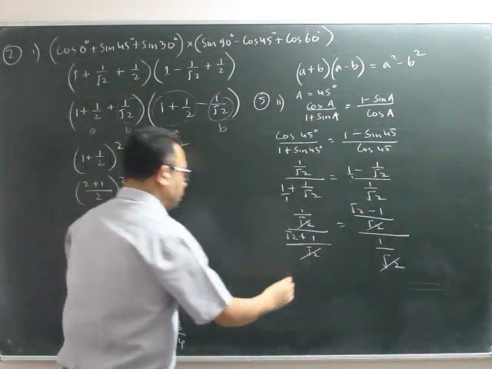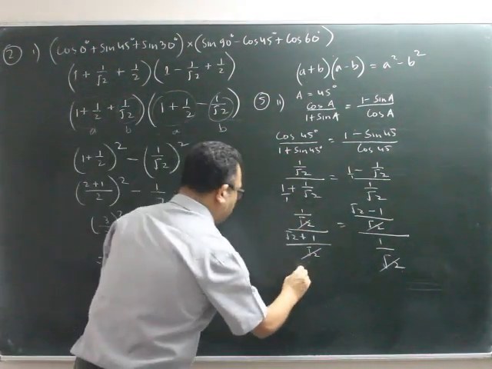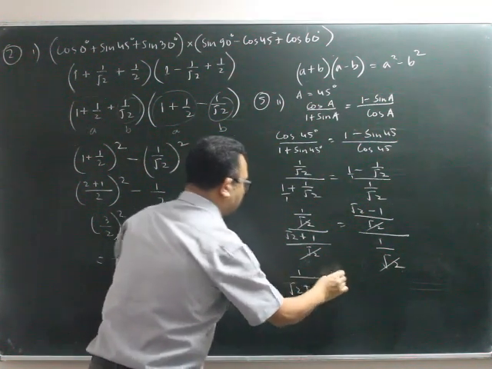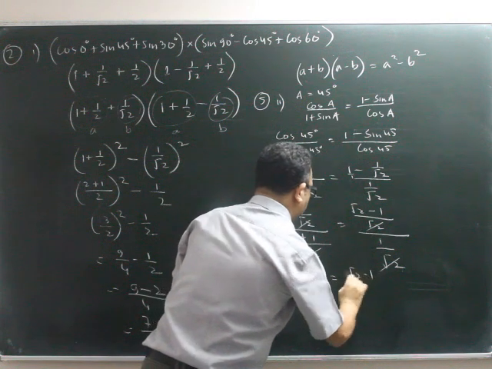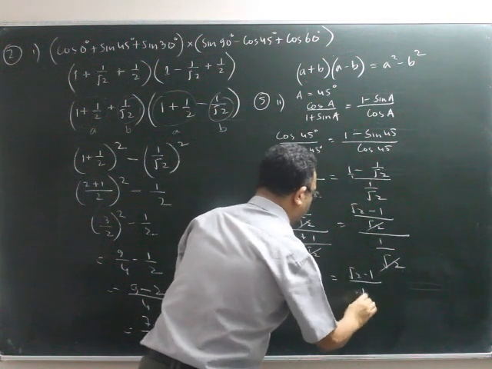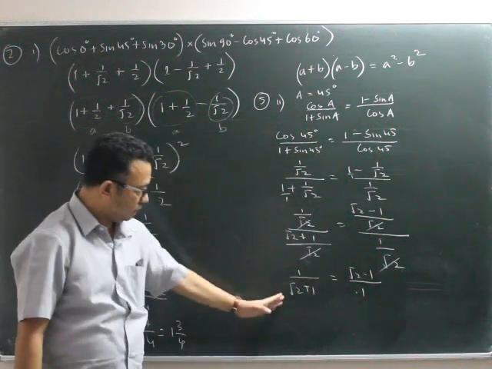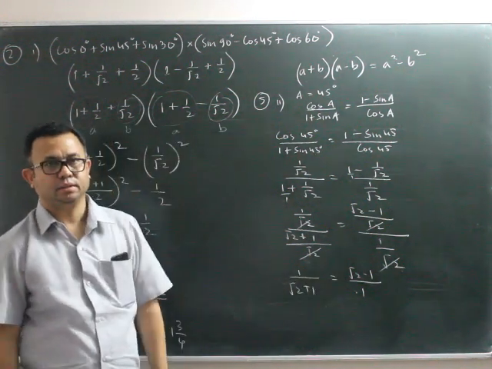So that makes it, now what we are left with? We are left with 1 over root 2 plus 1, and on the other side you have root 2 minus 1 over 1. Okay, I am supposed to get left hand side and right hand side same, but I am not getting. So here I am getting something else, there I am getting something else.